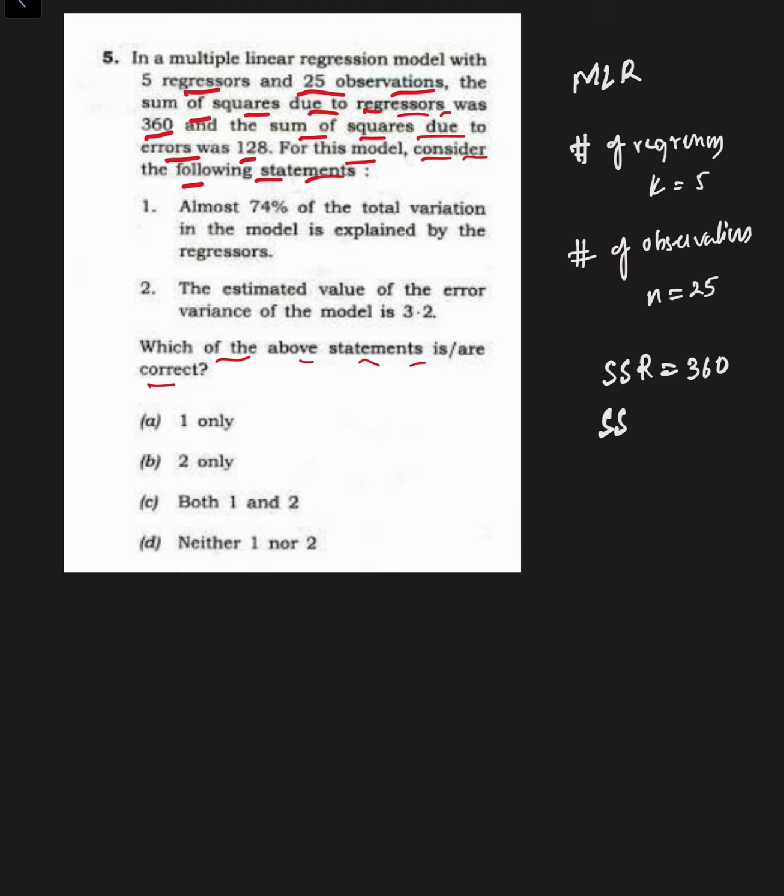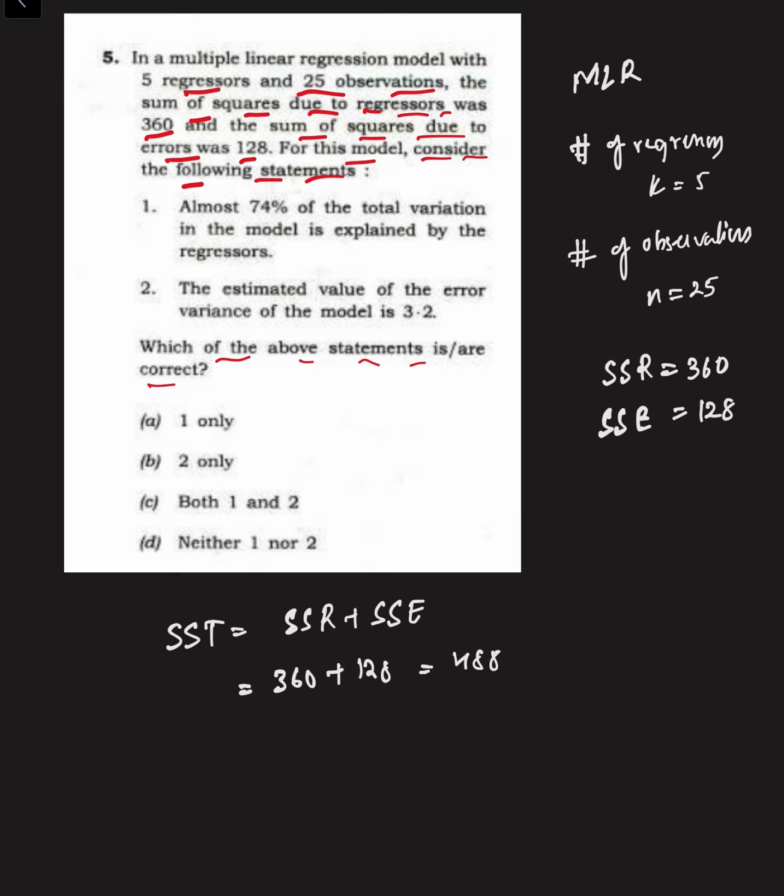So first of all, we have a multiple linear regression where the number of regressors is k, which is 5, and the number of observations is n, which is 25. Now we were given sums of squares. The sum of squares due to regression is 360 and the sum of squares due to errors is 128. The total sum of squares, SST, is nothing but the sum of squares due to regression plus the sum of squares due to errors. So that means it is 360 plus 128, which is 488.